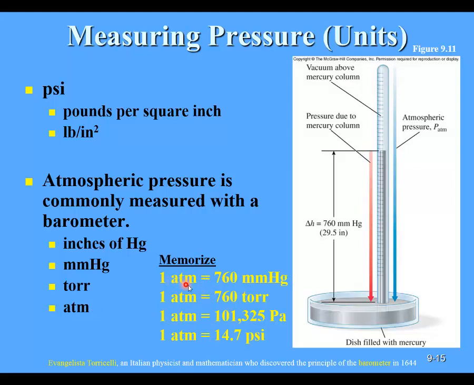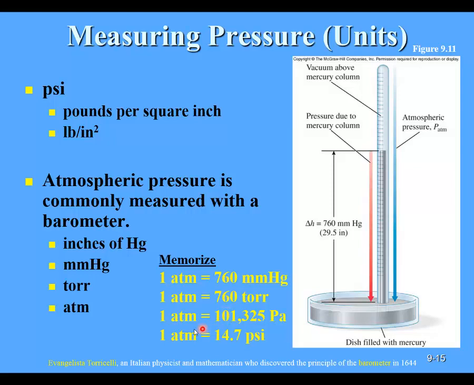So 1 atmosphere would support a column of mercury if I have a vacuum being applied above the column of mercury and I have atmospheric pressure pushing down on the surface of a barometer's pool of mercury. It would support a column of mercury that would be 760 millimeters of mercury high. We can also relate that to torr, so 760 torr. This is related to the Italian physicist Torricelli, who discovered the principle of the barometer in 1644. Okay, so 1 atmosphere is 760 millimeters of mercury, 1 atmosphere is 760 torr, so there's going to be 1 torr for every millimeter of mercury.